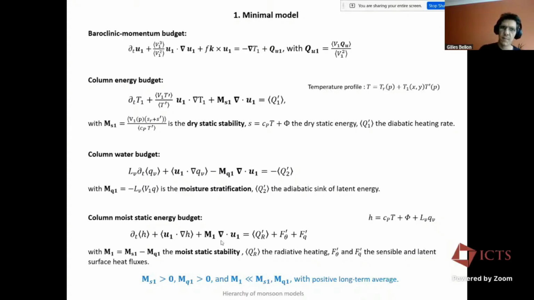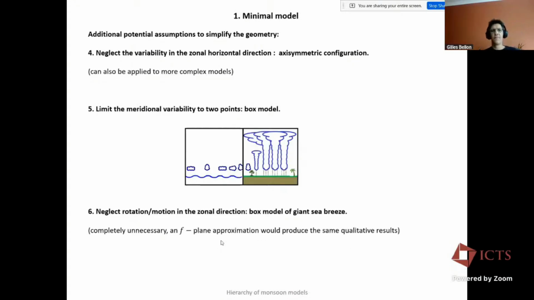All right, so let's get back to our minimal model. So if we have those first baroclinic equations, to try to get even simpler, then we can simplify the geometry. If we neglect the variability in the horizontal direction, then that's what we call the axisymmetric configuration. So you can still have zonal wind, but you don't have any variability in the zonal direction.